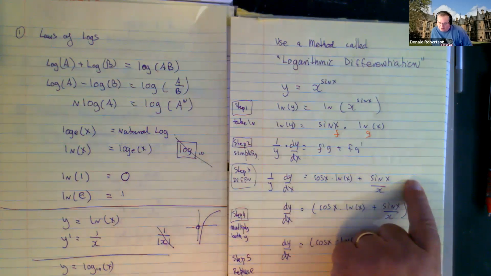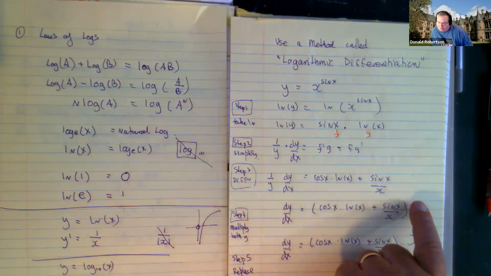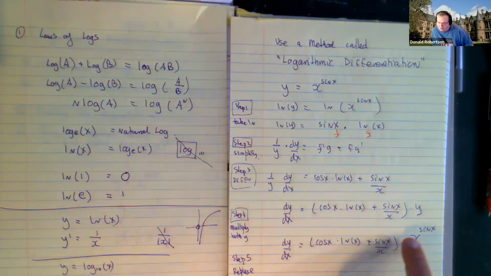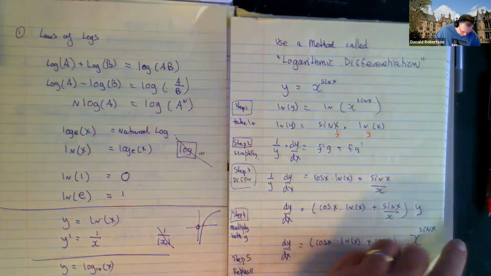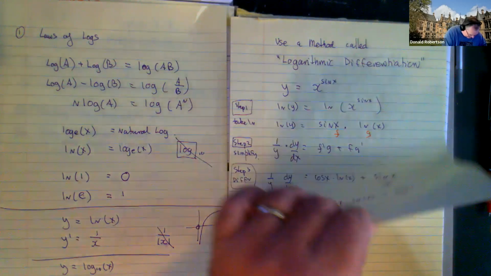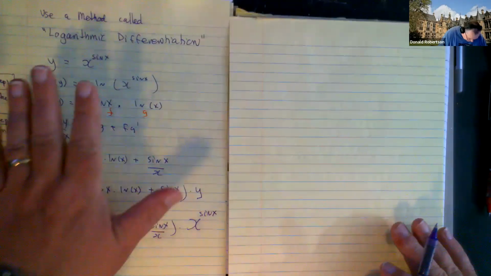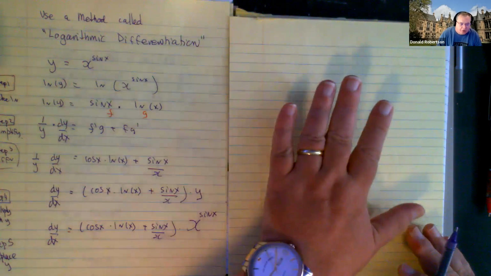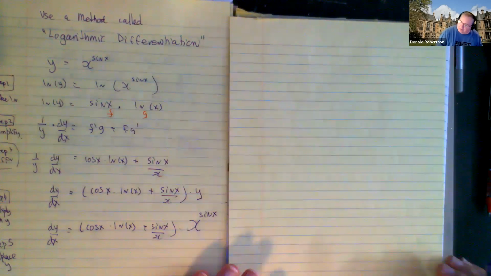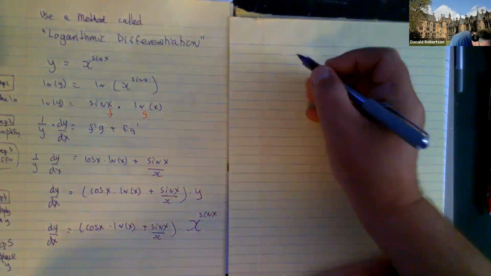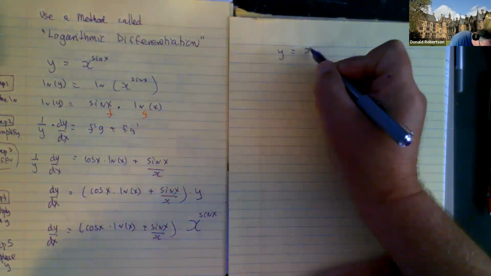Differentiate. Multiply both sides by y, and right at the end, replace the y back with its original. So let's try another one. If you see one of these side by side with another one, you'll start noticing that they don't differ that much. So let's do an x to the power of x.